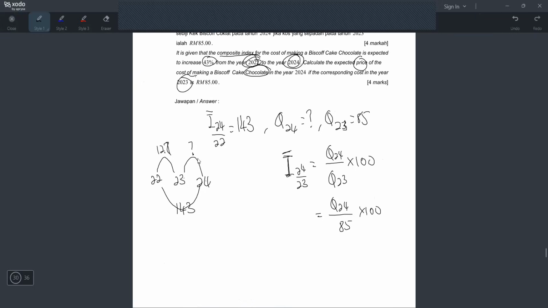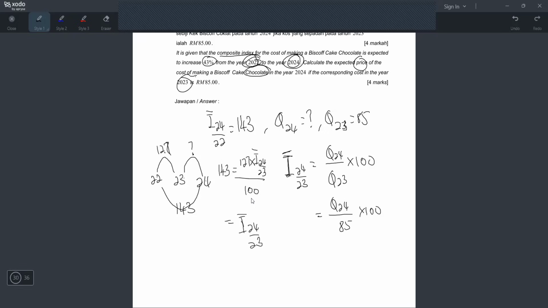Okay, now how to use this? How do you continue from here? Out of these three lines, which one is the longest line? The one at the bottom, right? So the longest line, 143, will always equal these two multiplied, divided by 100. So I take 143 equals 127 times this, and this thing represents I dash for 24, 23, divide 100. So now I can find my composite index for 24, 23. I just move 143 times 100, divide 127.